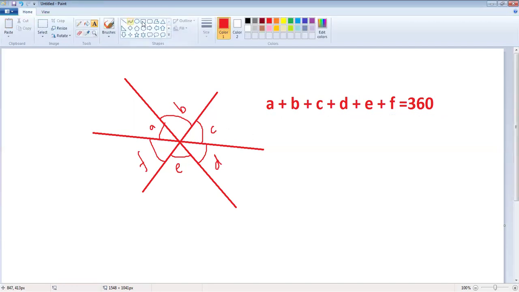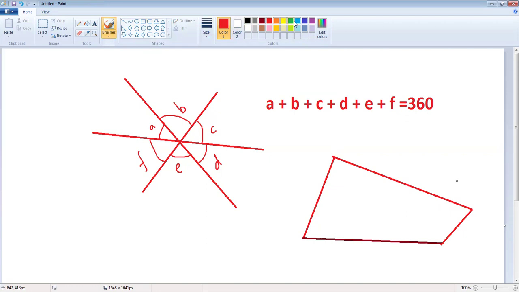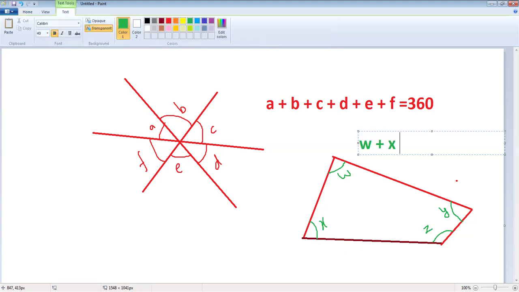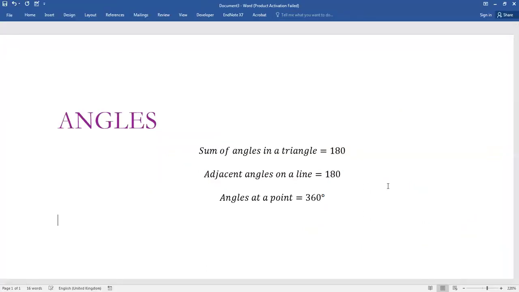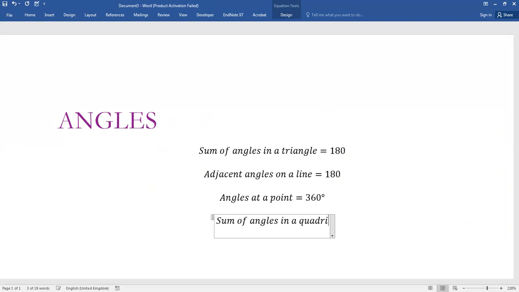The fourth easy, simple property that we are dealing with is the quadrilateral. A quadrilateral is a four-sided enclosed figure. If I have a quadrilateral with four angles W, X, Y, and Z, and I add all those four angles, the sum again is 360 degrees. So the fourth property is the sum of angles in a quadrilateral, and that is 360 degrees.